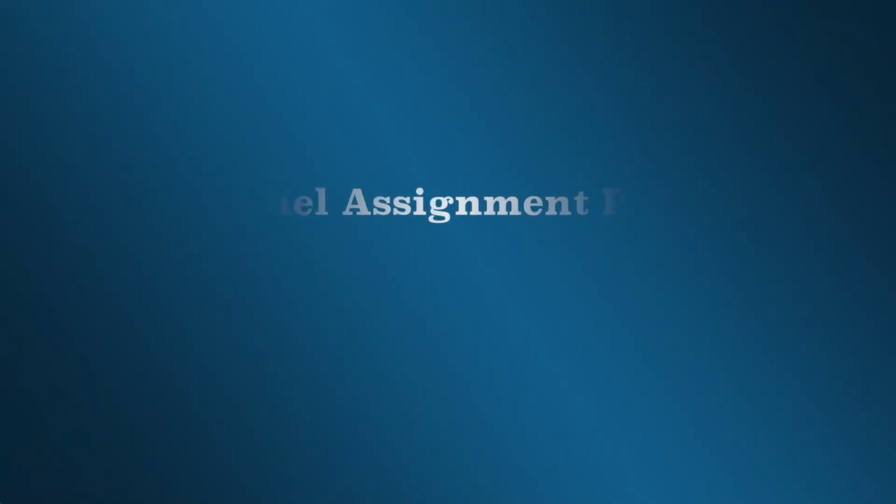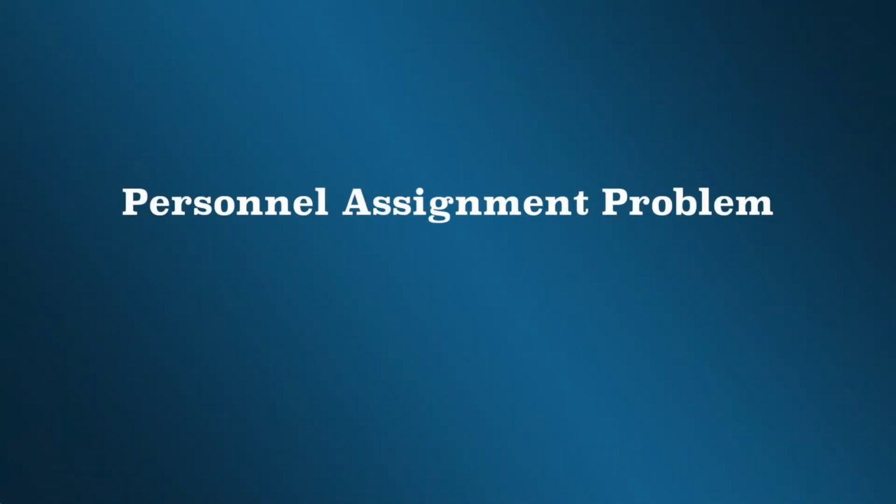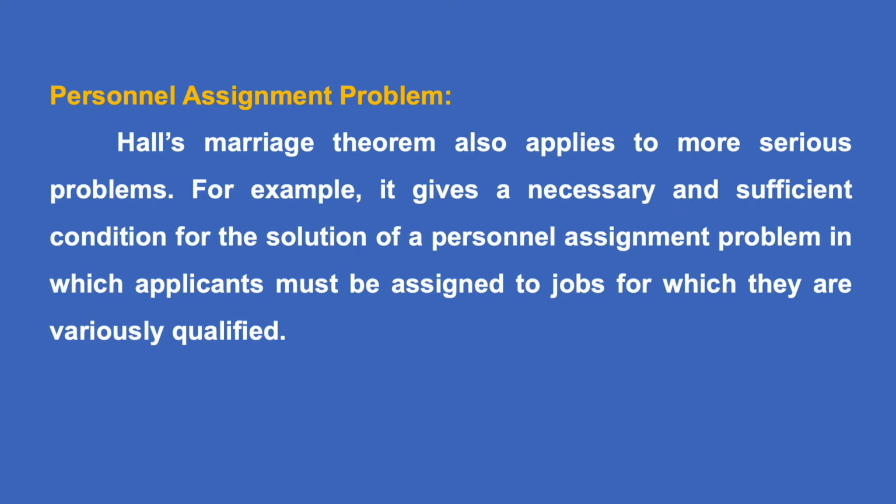Now, we are going to see some applications of Hall's marriage theorem. In this section, we apply Hall's theorem to problems concerning the personnel assignment problem and the construction of Latin squares. First, we will see the personnel assignment problem. Hall's marriage theorem also applies to more serious problems. For example, it gives a necessary and sufficient condition for the solution of a personnel assignment problem in which applicants must be assigned to jobs for which they are variously qualified.